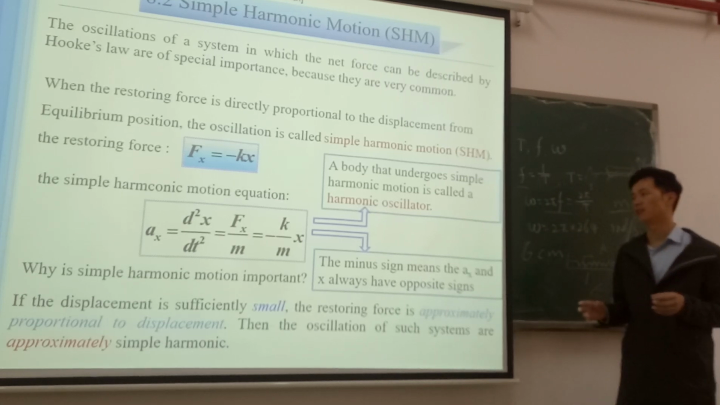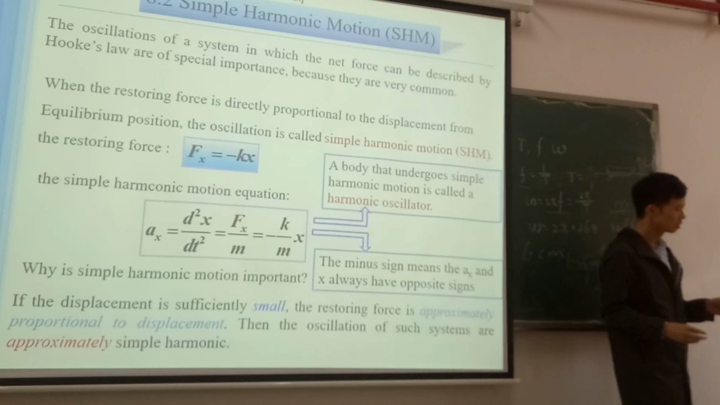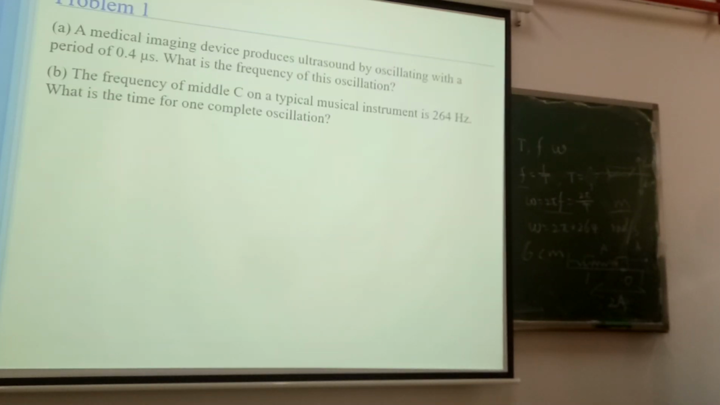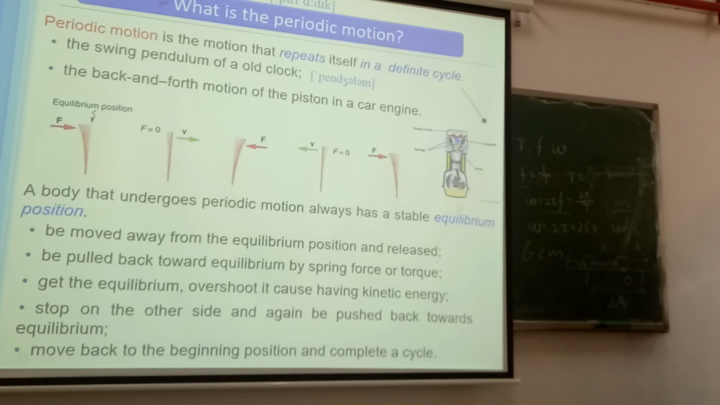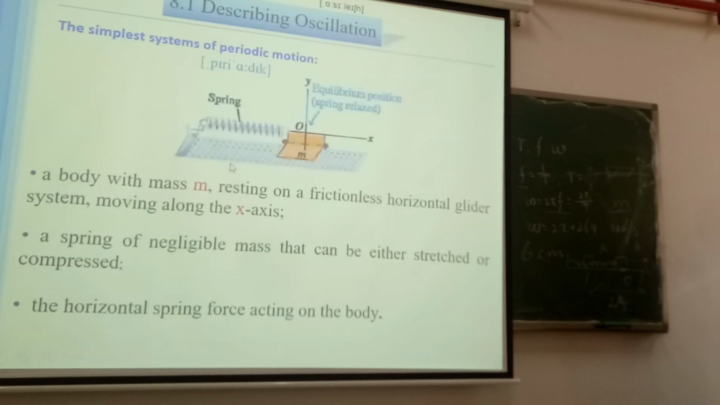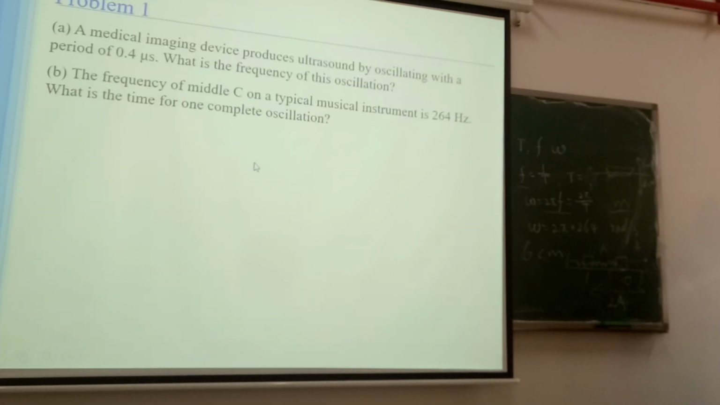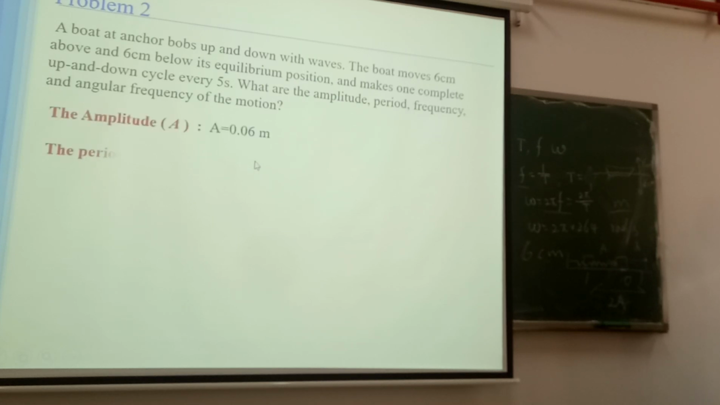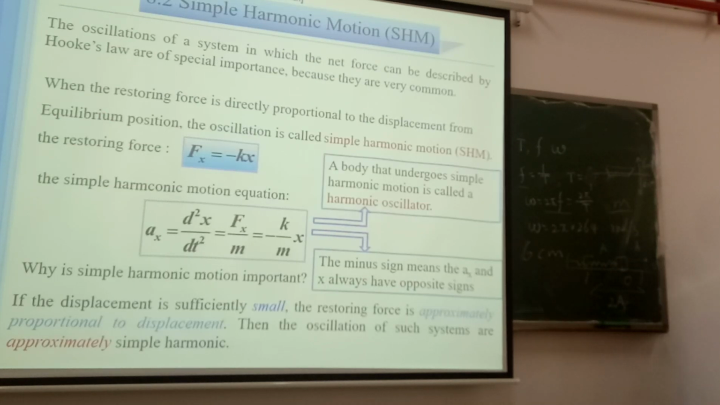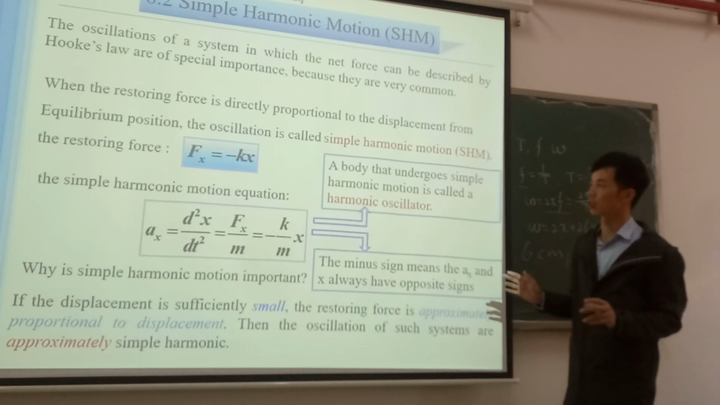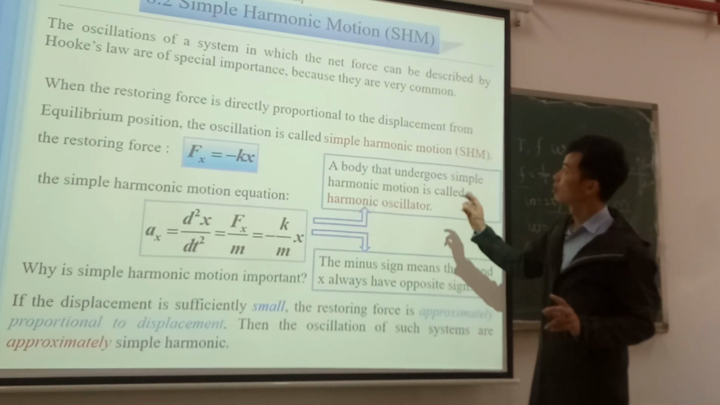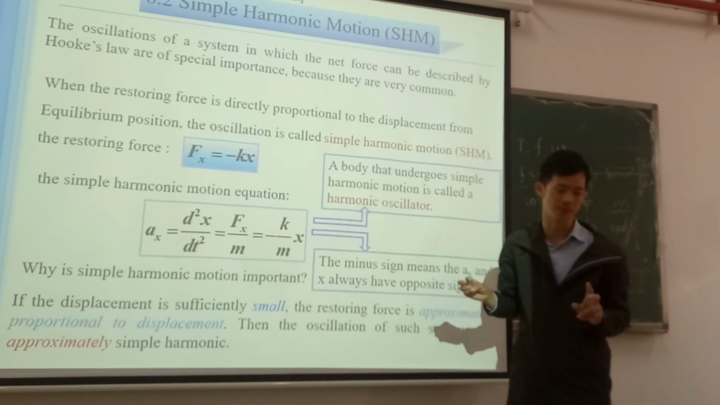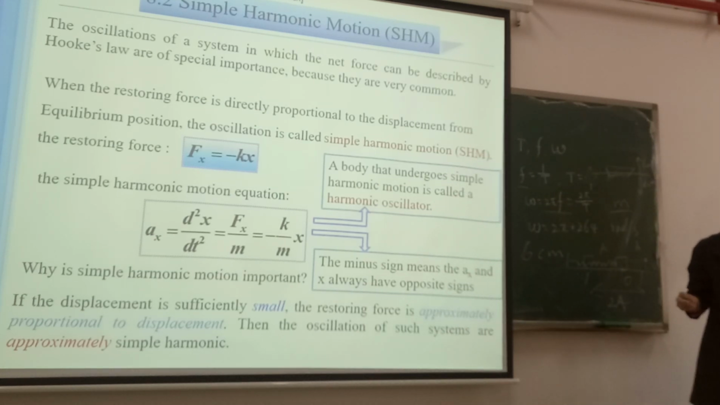Now we look at a special oscillation. There are many kinds of oscillation. So we go back to this: there are two kinds of oscillation, three kinds of oscillation, this one and this one. So there are many oscillations. Now we look at the special oscillation, simple harmonic motion.